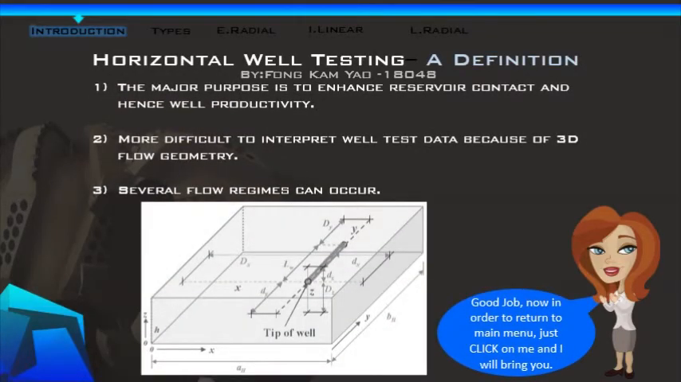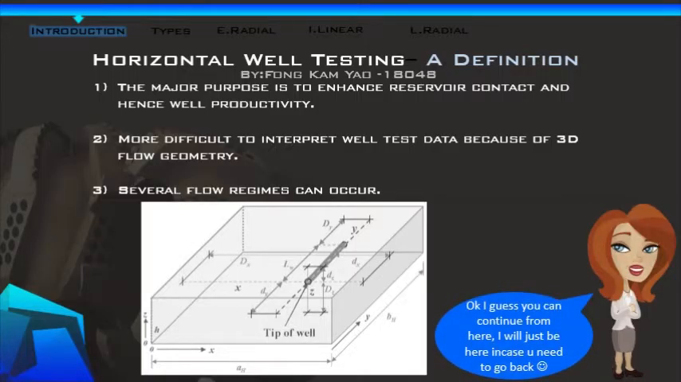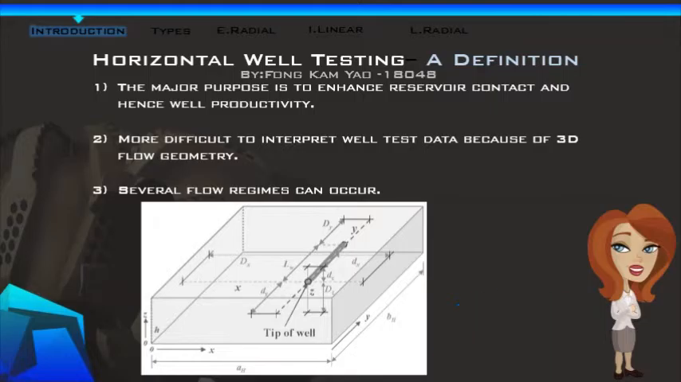And for my part, I will be in charge of the introduction of horizontal well, to give you a brief idea about what a horizontal well is. The major purpose of having a horizontal well is to enhance reservoir contact and hence increase the well productivity, because you will have more flow area, so your productivity will be increased.